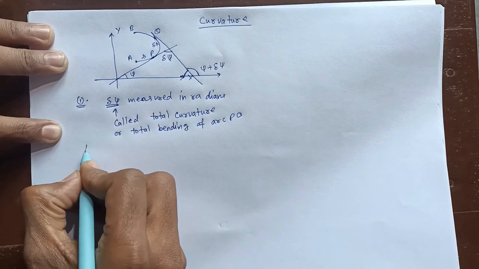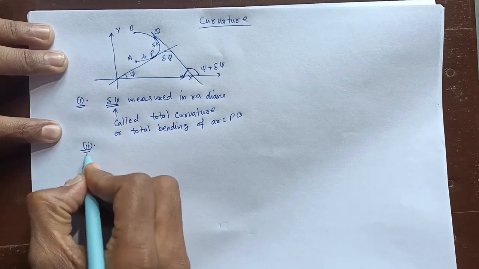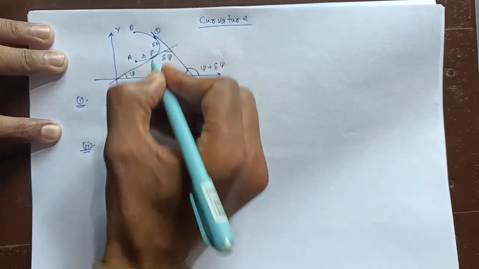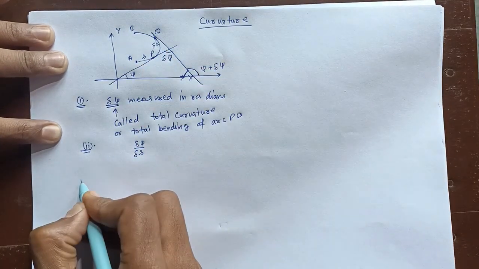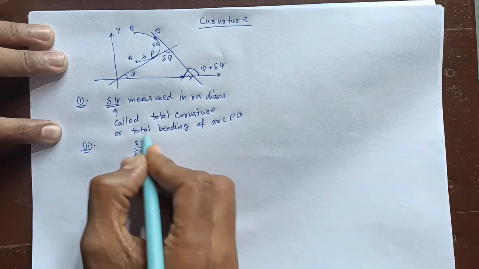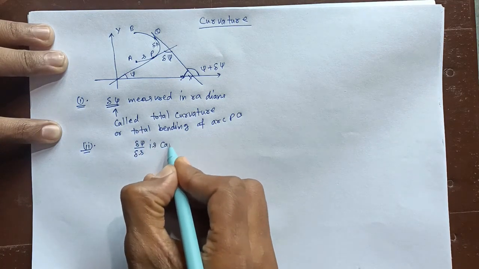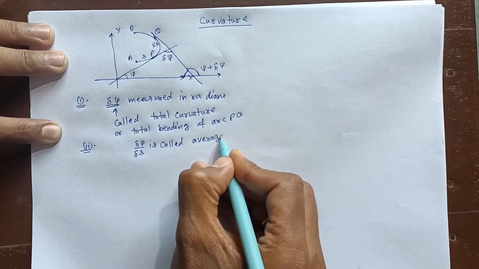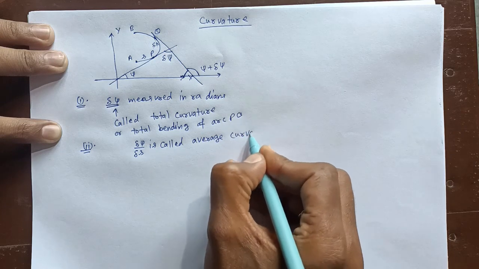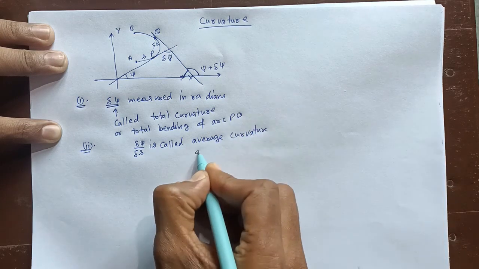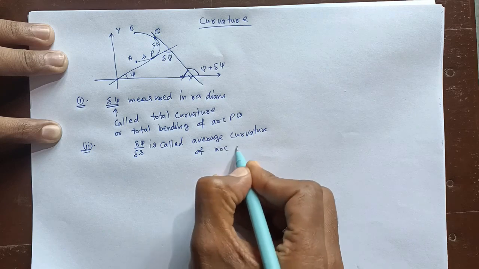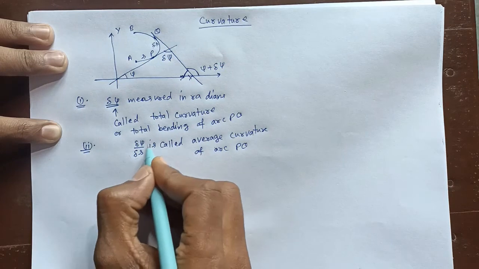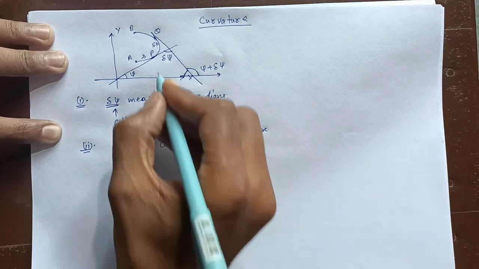And the second thing is this delta psi upon delta S. This ratio is called average curvature of arc PQ. This ratio delta psi upon delta S is called average curvature of arc PQ.